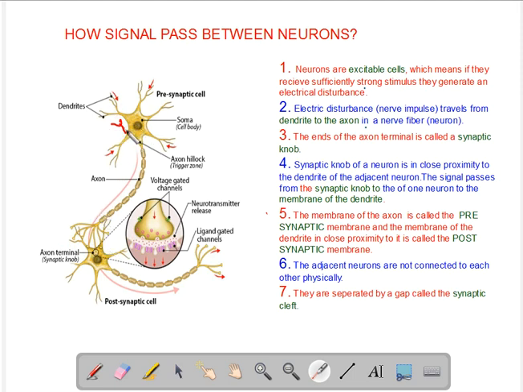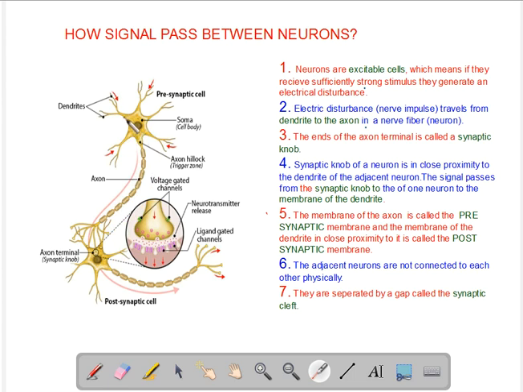Now, the first thing that we must all understand is that neurons are excitable cells. Now, all the neurons are excitable cells here. What do we mean by excitable cell? Any cell which receives a sufficiently strong stimulus, it can be a pressure stimulus, it can be an electric impulse, it can be a chemical stimulus, and ends up generating an electric disturbance, such a cell is called an excitable cell. So neurons are excitable cells.